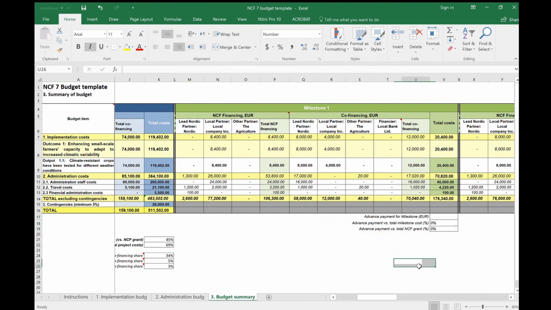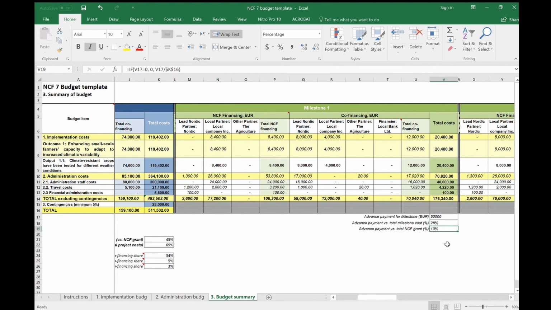Under the milestones tables, that is the green tables, you will find fields for defining the advance payments to be requested from NCF ahead of a milestone. Enter the needed advance under each relevant milestone in the field Advance Payment for Milestone. Marking an advance payment under a milestone means that you will receive the funds before that particular milestone. So, for example, marking an advance payment of 50,000 euros for milestone 1, you will receive the funds at the start of the project, that is at the start of milestone 1.